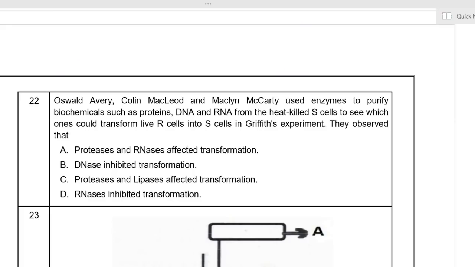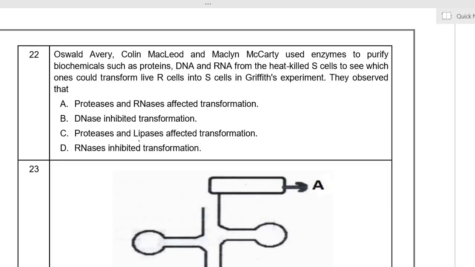Okay, question number 22. Oswald Avery, Colin MacLeod, and Maclyn McCarthy used enzymes to purify biochemicals such as proteins, DNA, RNA from the heat-killed S strains to see which one could transform live cells into S cells, that is rough cells into smooth cells in the Griffith experiment. What did they observe? They observed that the DNAase inhibited the transformation.